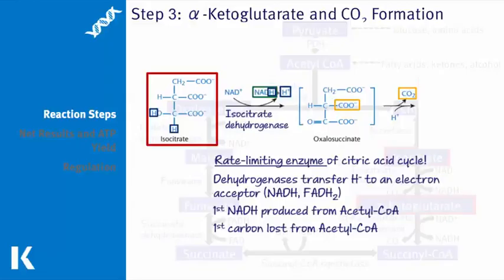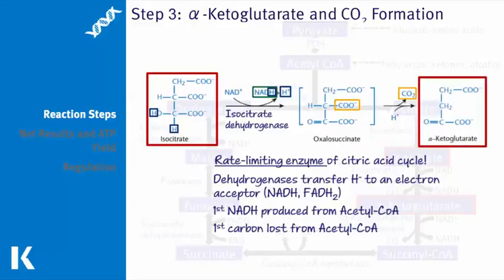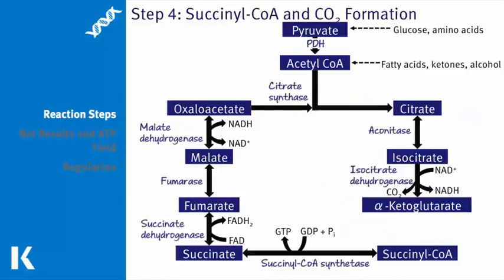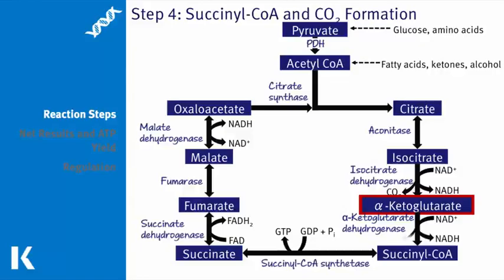The proton is added to where the carbon dioxide was lost, forming our product alpha-ketoglutarate with a carbonyl on the second carbon. As we move on to the next step, we are forming succinyl-CoA and carbon dioxide and another energy carrier, taking place at the alpha-ketoglutarate dehydrogenase enzyme.